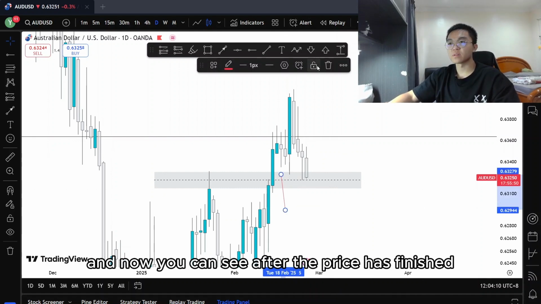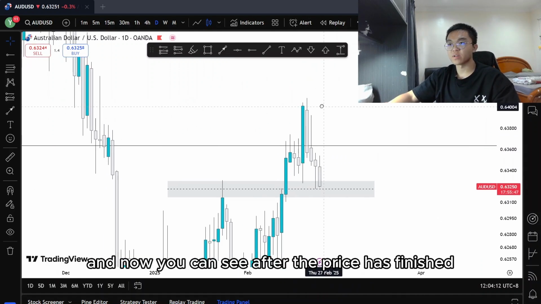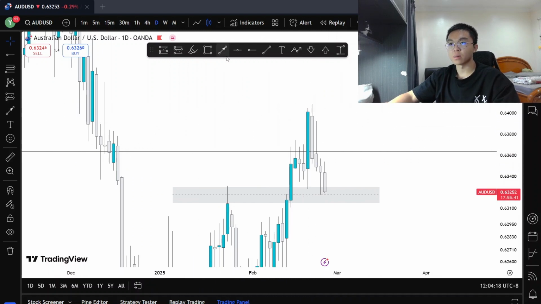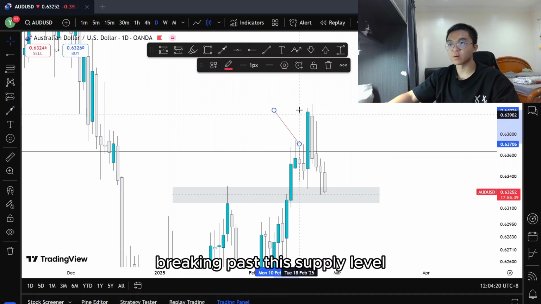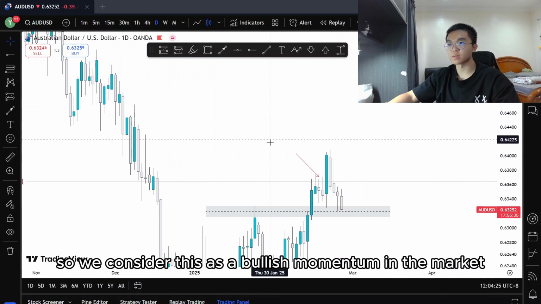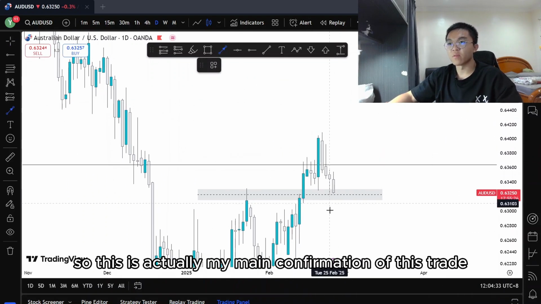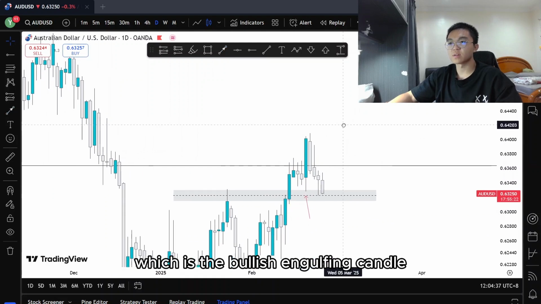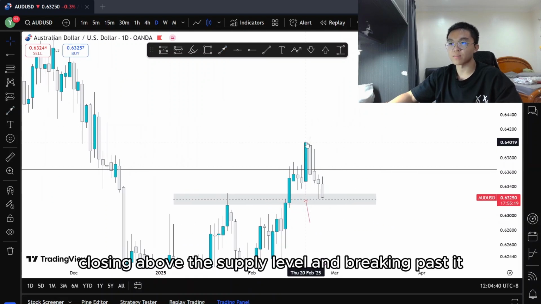And now you can see after the price has finished its consolidation stage, it went up with a strong bullish engulfing candle, breaking past this supply level. So we consider this as a bullish momentum in the market. So this is actually my main confirmation of this trade, which is the bullish engulfing candle closing above this supply level and breaking past it.